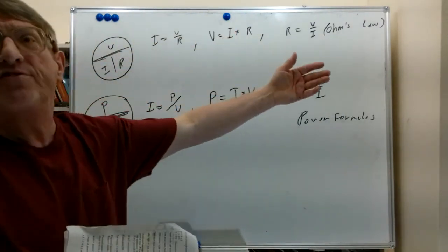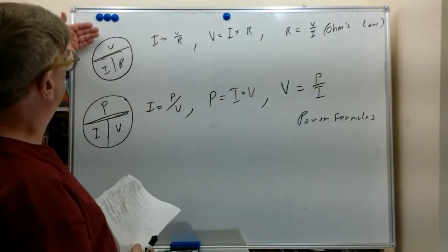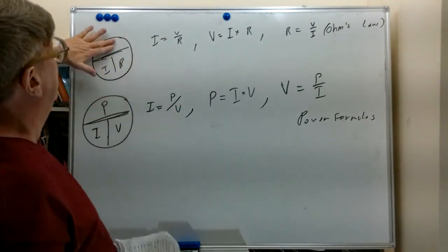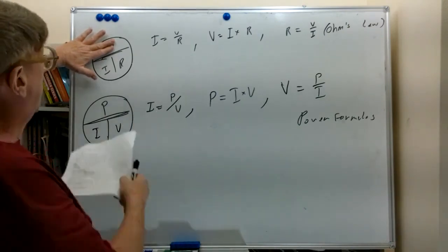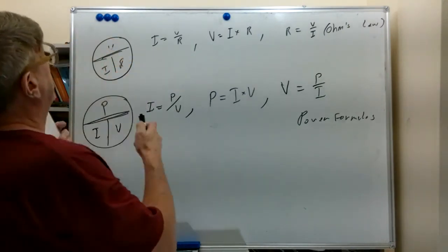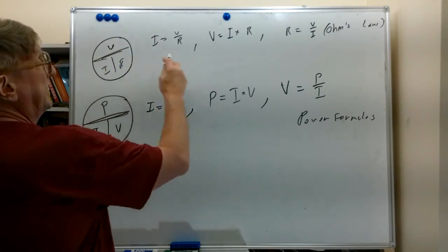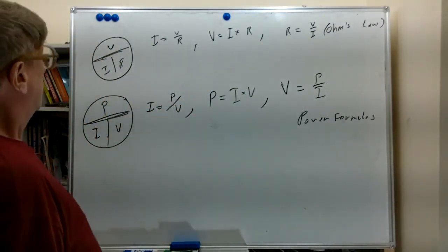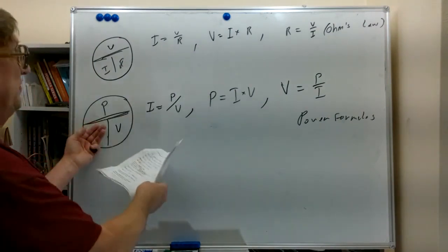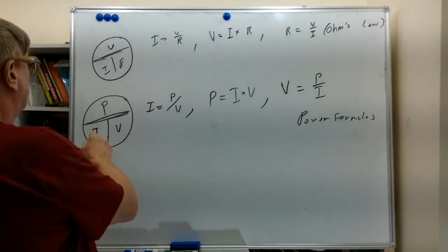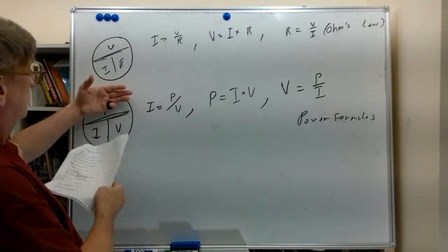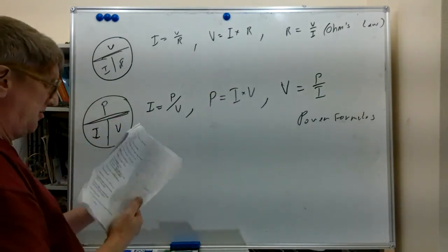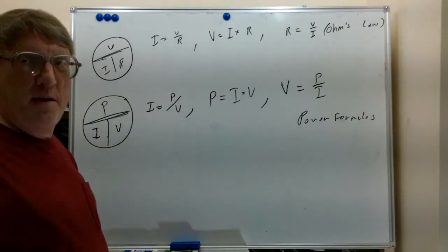So that kind of paraphrases a lot of what we talked about with Ohm's law today. I equals V divided by R, V equals I times R, R equals voltage divided by current. That gives the 3 Ohm's law equations. Power: current equals power divided by voltage. And the power was the current times the voltage, and the voltage was the power divided by the current. So that's probably enough for today.